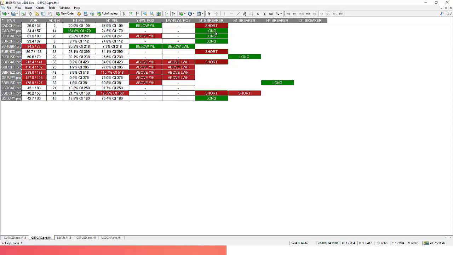You can also send out push alerts and email alerts, and it will draw the breaker in here as either a green long or a red short. So when that happens, that's basically telling you to go and have a look at the chart and do further analysis. We've also got lots of other columns here on the dashboard.